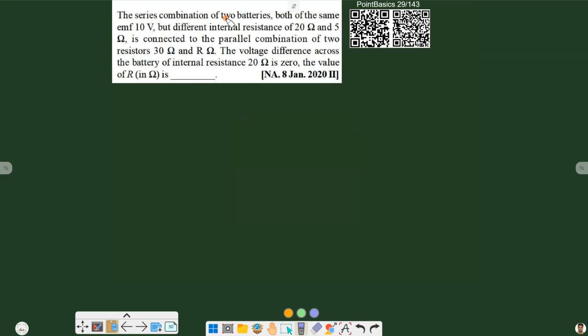The series combination of two batteries, both of the same EMF 10 volt but different internal resistance 20 and 5 ohm, is connected to a parallel combination of two resistances 30 ohm and R ohm. The voltage difference across the battery of internal resistance 20 ohm is 0. The value of R we have to find out.